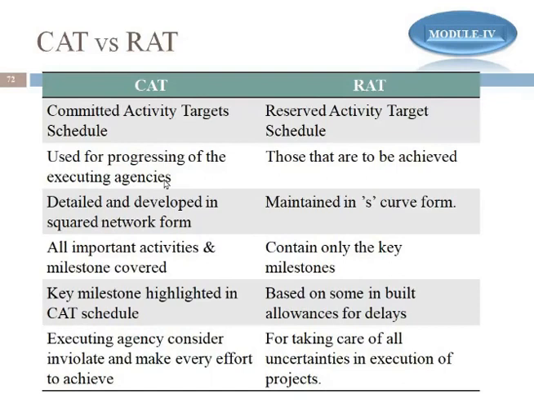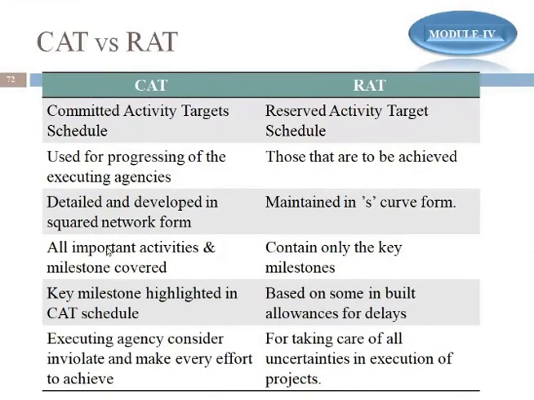So this cat is useful for progressive executive agencies. It means all the activities of the project are included in that, and they try to know what is being executed or not, and those that are to be achieved. The cat is progressing, meaning continuously we are monitoring that part, and the rat is what is to be achieved. We need to achieve it before that part.